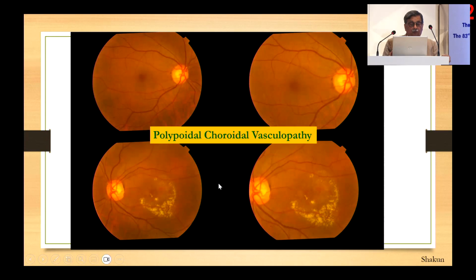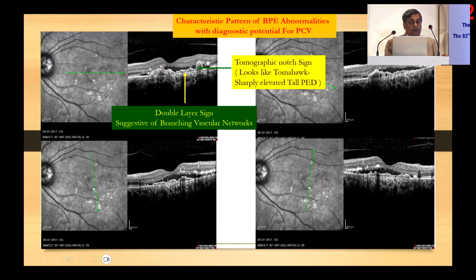Dr. Gale talked to you about polypoidal choroidal vasculopathy. The importance is, even clinically, you can recognize that it has more exudation, sometimes a lot of hemorrhage. But when you do the OCT, you'll see this irregular, shallow RPD with a double layer sign. There's another layer under this, which is actually the branching vascular network. In addition to that, you also see these very peaked PEDs.